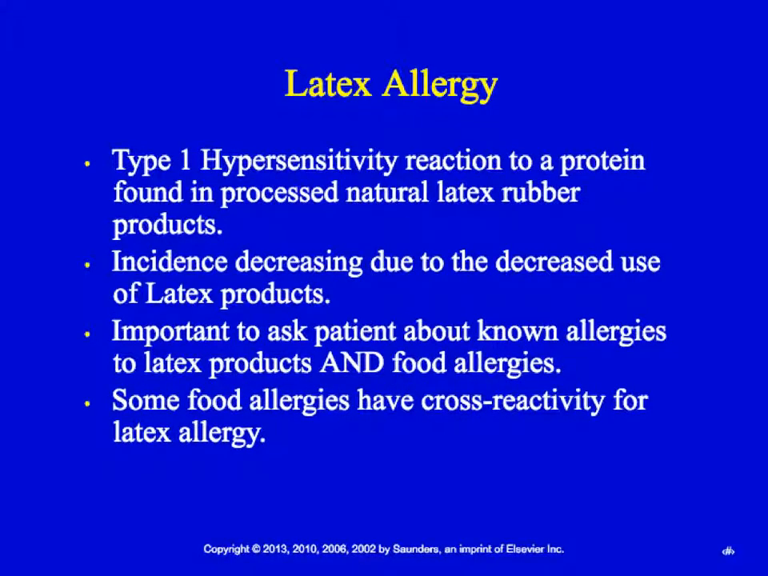Okay, just going to review latex allergy. Latex allergy is actually decreasing. The incidence of it is decreasing because they have taken most of the latex products out of the hospitals, and there's a lot less exposure to latex these days than there used to be. Basically, it's a type 1 hypersensitivity reaction, a reaction to a protein found in the latex that people were having a hypersensitivity to.